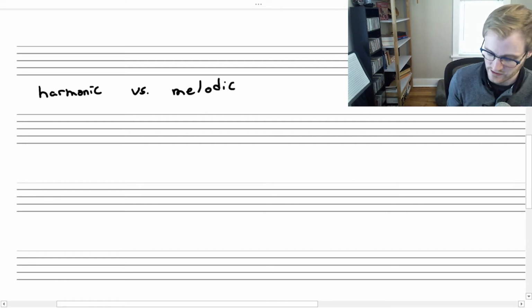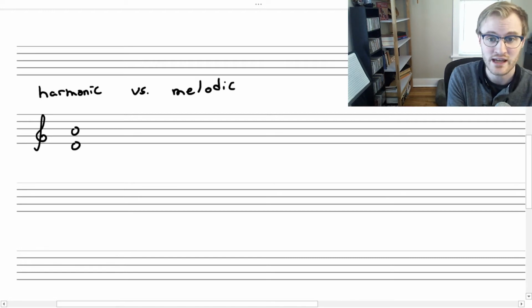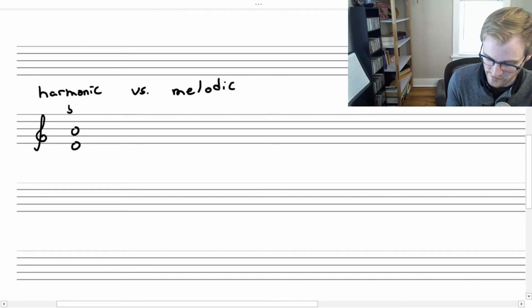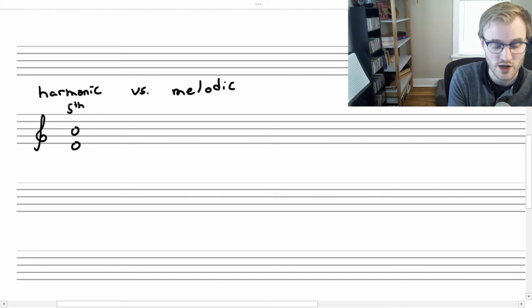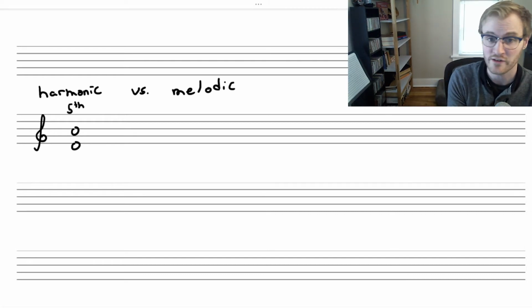A harmonic interval is going to look something like this, where I have a treble clef staff and maybe I have D and I also have A. We play them at the same time. In this case, that would be an example of a fifth, and it would sound like so. Okay, so it's harmonic, meaning they occur simultaneously. That is a harmonic interval of a fifth.